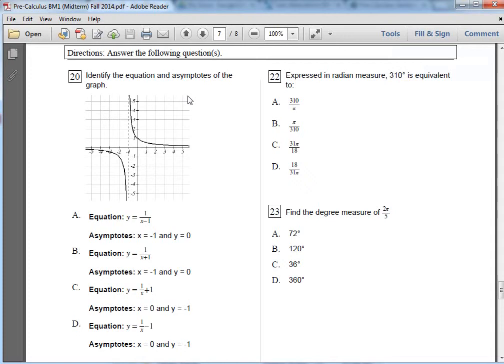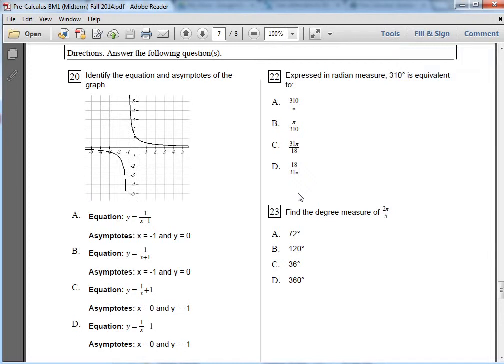Identify the equation and asymptotes of the graph. Okay, first of all, what kind of graph is this? Parent graph. Reciprocal function or inverse function. Okay, did it get transformed at all? Shifted horizontally or vertically? Horizontally. How much? By 1. To the left.